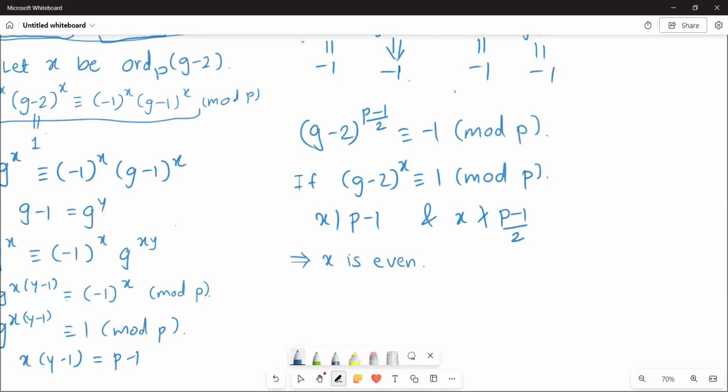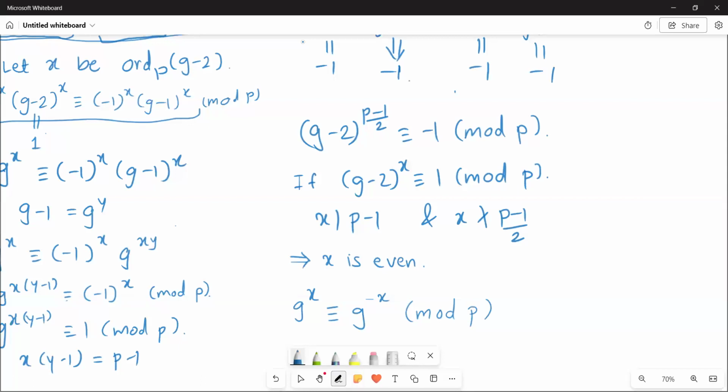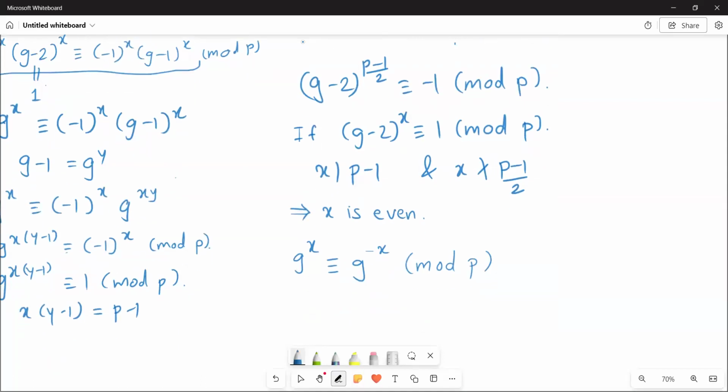We have derived that x is even, so g to the x must be congruent to g minus 1 to the x mod p. G to the power x is congruent to g minus 1 to the x mod p. Wait, I didn't follow this. What has it got to do with x being even?